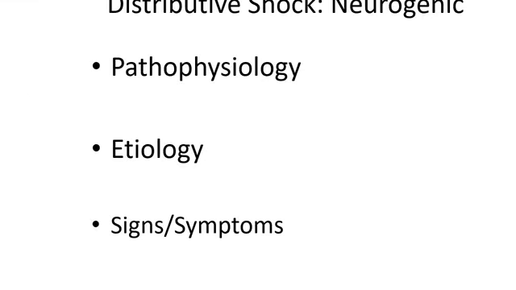The second type of distributive shock is neurogenic. So just like cardiogenic was a failure of the heart to pump, neurogenic is a problem within the neurologic system. And because of that, we lose sympathetic tone. Remember, the sympathetic nerve impulses tell our heart to increase its rate, cause vasoconstriction, increased respiratory rate, slowed down GI motility. But if there's some problem that blocks those sympathetic nerve impulses, then we are not going to have that ability to compensate in that way.